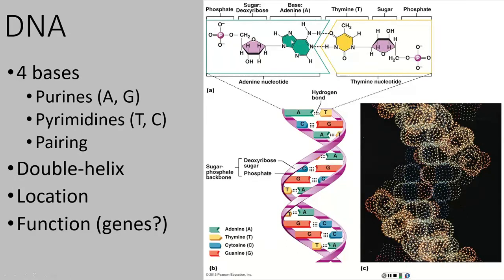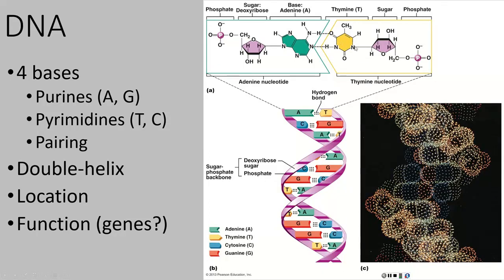Sometimes the nitrogenous base will have 2 rings. Sometimes the nitrogenous base will only have 1 ring. If there are 2 rings, we call it a purine. Purines have 2-ring nitrogenous bases. One of them is adenine, which we just abbreviate A. The other is guanine, which we abbreviate G. So the purines have 2-ring nitrogenous bases. They are either A or G.